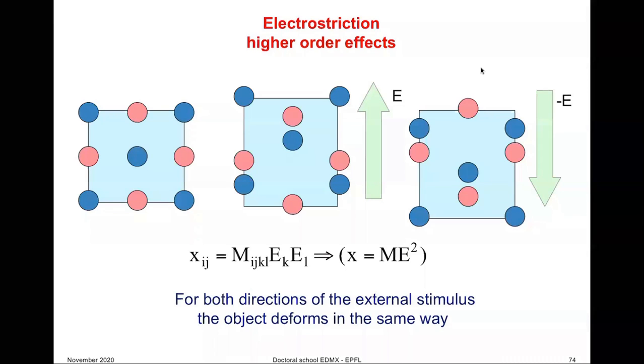In this section, we will discuss higher order electromechanical effects, electrostriction, which is the effect which relates the square of the field with the strain. Before we do that, I would like to make a comment on something that we did at the very beginning of the course, where I defined the piezoelectric effect and asked you to think about this situation where we apply pressure on the sample.